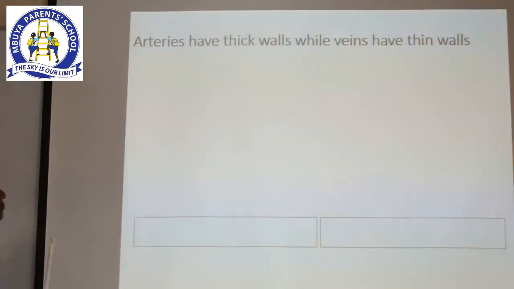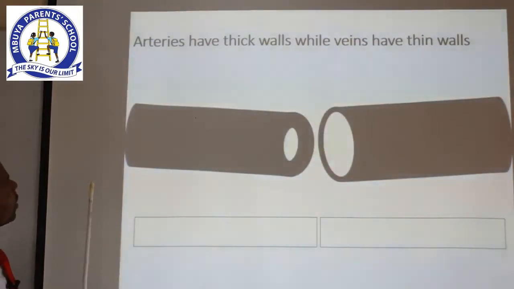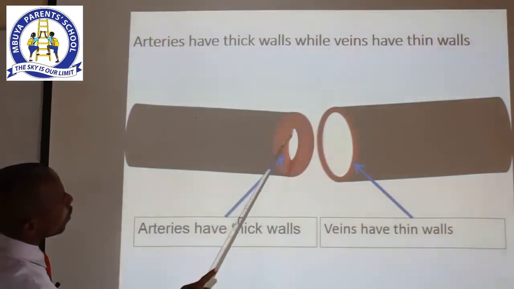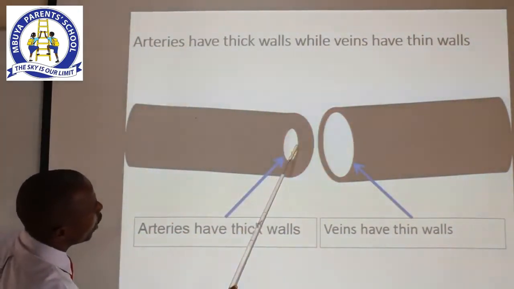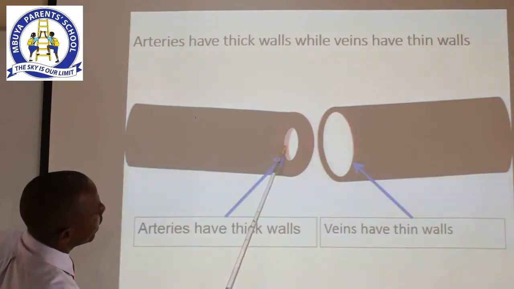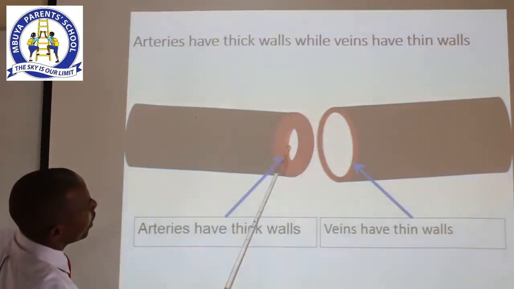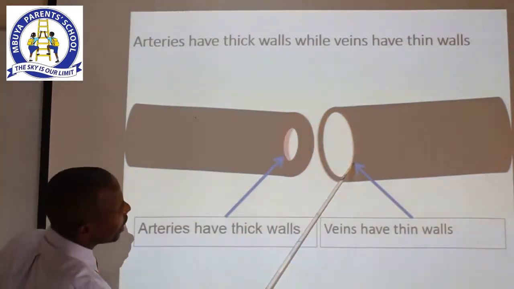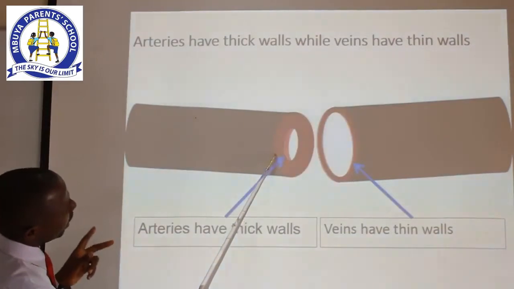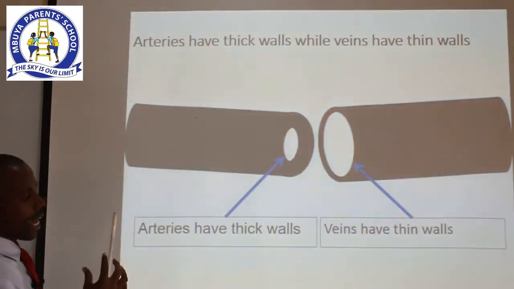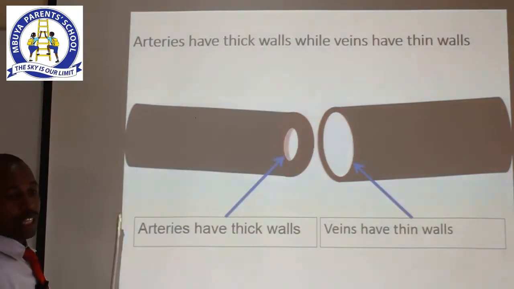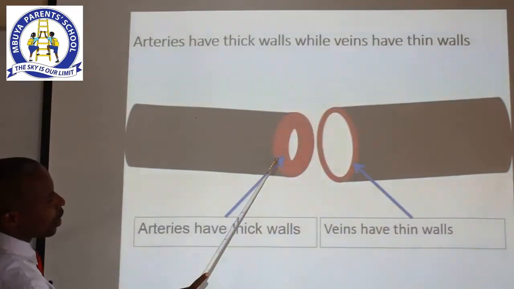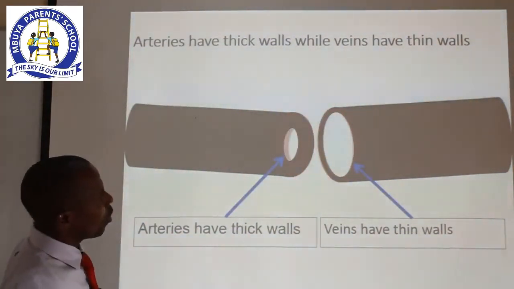Let us look at another structural difference. Arteries have thick walls, while the veins have thin walls. If this one is the lumen, the passage, now we are looking at the thickness here, the walls. Arteries have thick walls. The veins, theirs are thin. Why are these ones thick like this? Remember, we said arteries carry blood at a greater pressure, or the pressure of blood is too high. That's why they have thick walls and these ones have thin walls.